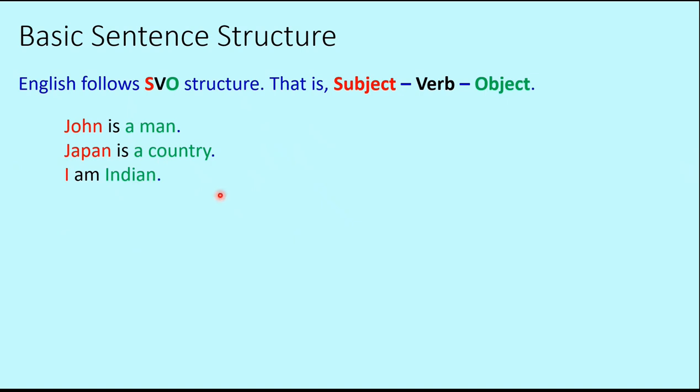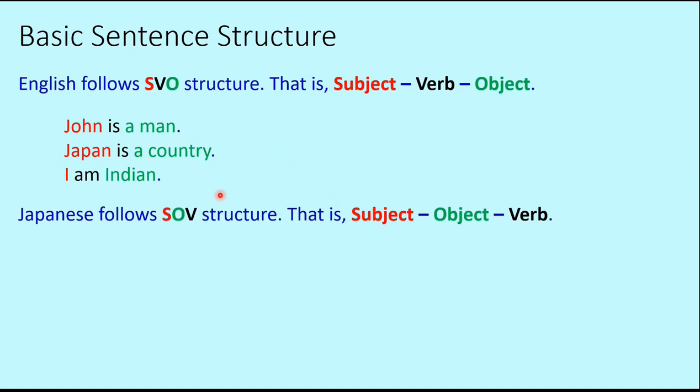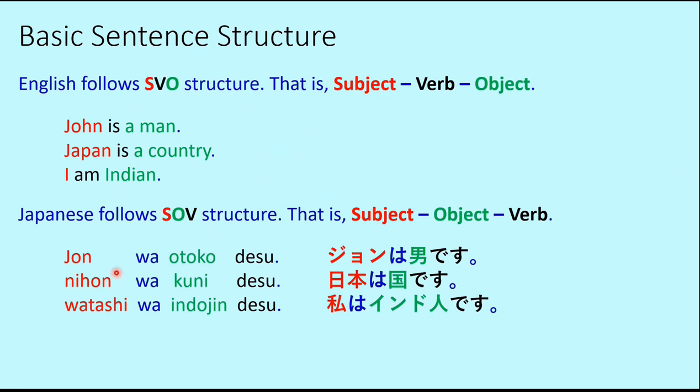So what will happen when we write these in Japanese? Japanese doesn't follow the SVO structure. It instead follows SOV structure, which means subject comes first, followed by object, and at the end, the verb is present. So how will these three sentences be written in Japanese then? Jon wa otoko desu, Nihon wa kuni desu, Watashi wa Indojin desu. So here you can see that Jon, Nihon, and Watashi.